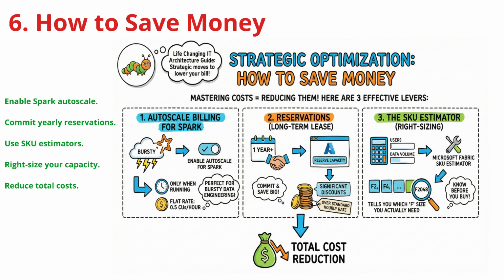Second, we have capacity reservations. If you know you will be using Fabric for at least a year, you can commit to a reservation in the Azure portal. Think of it like a long-term lease that provides significant discounts over standard hourly rates. Finally, stop the guesswork and use the SKU estimator. By inputting your expected user count and data volume, the tool calculates exactly which F size you need, from an F2 all the way up to an F2048. It ensures you know before you buy, helping you right-size your environment and achieve total cost reduction.